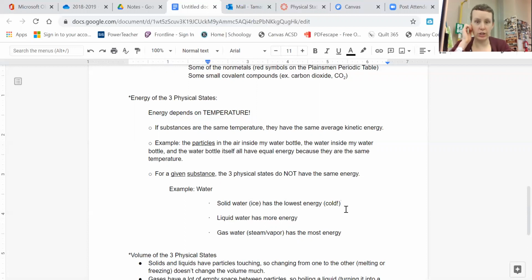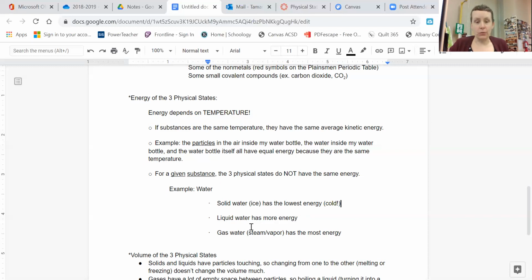Cold is low energy, okay? Liquid water has more energy. And there are a lot of temperatures of liquid water, right? Just barely liquid, really, really cold water has less energy than almost boiling liquid, which is really hot water, right? So you can get more and more energy within a liquid.